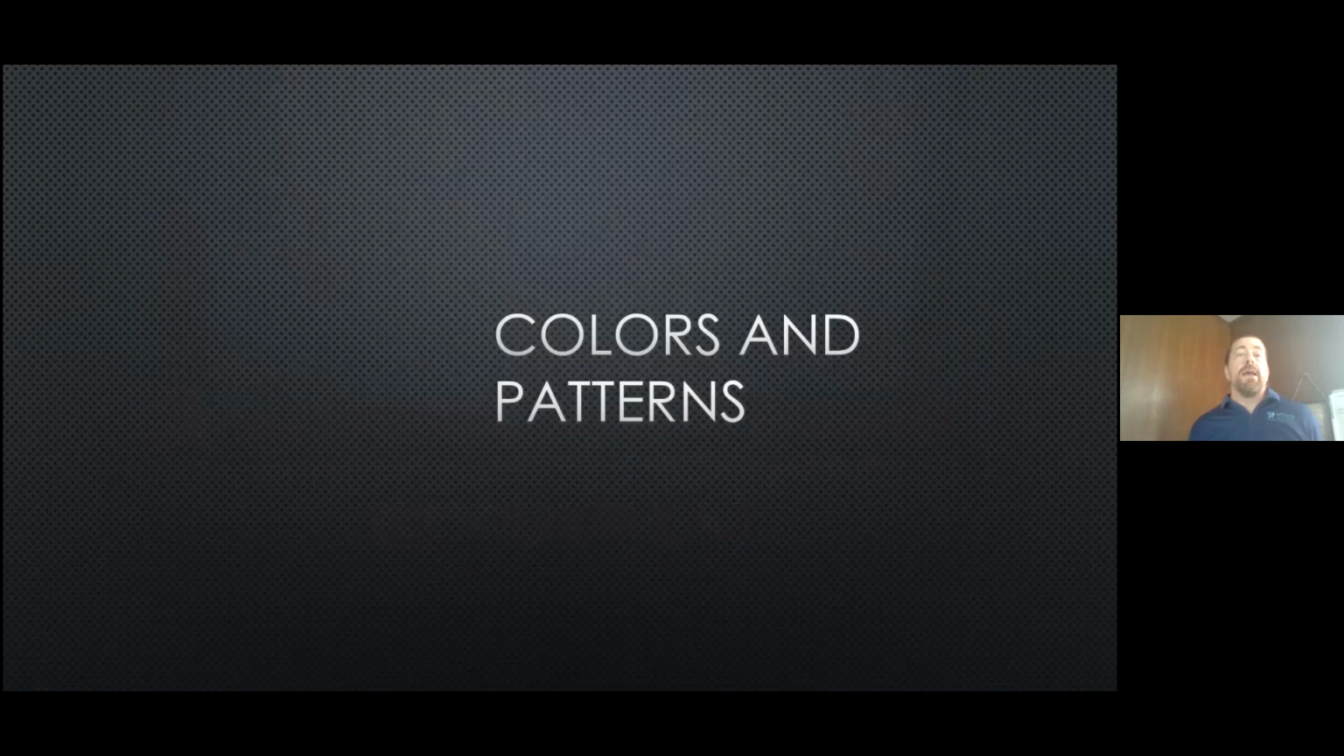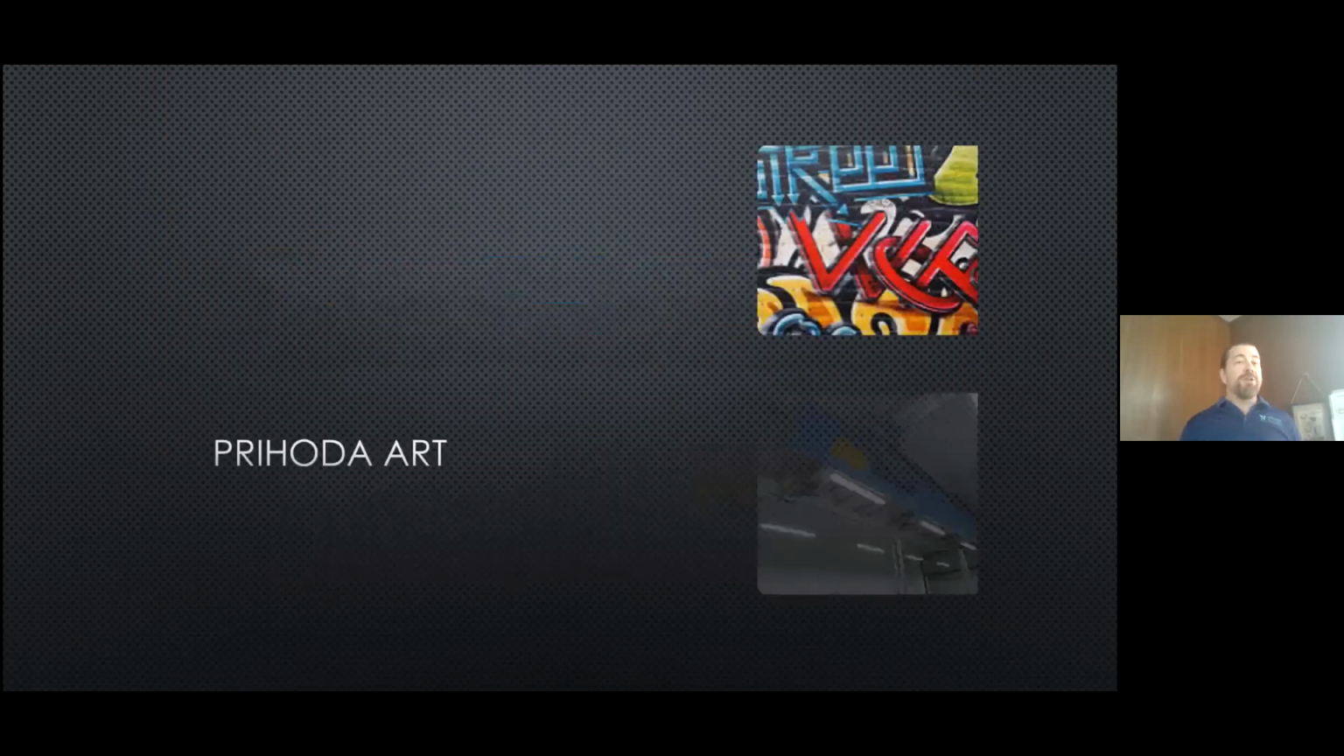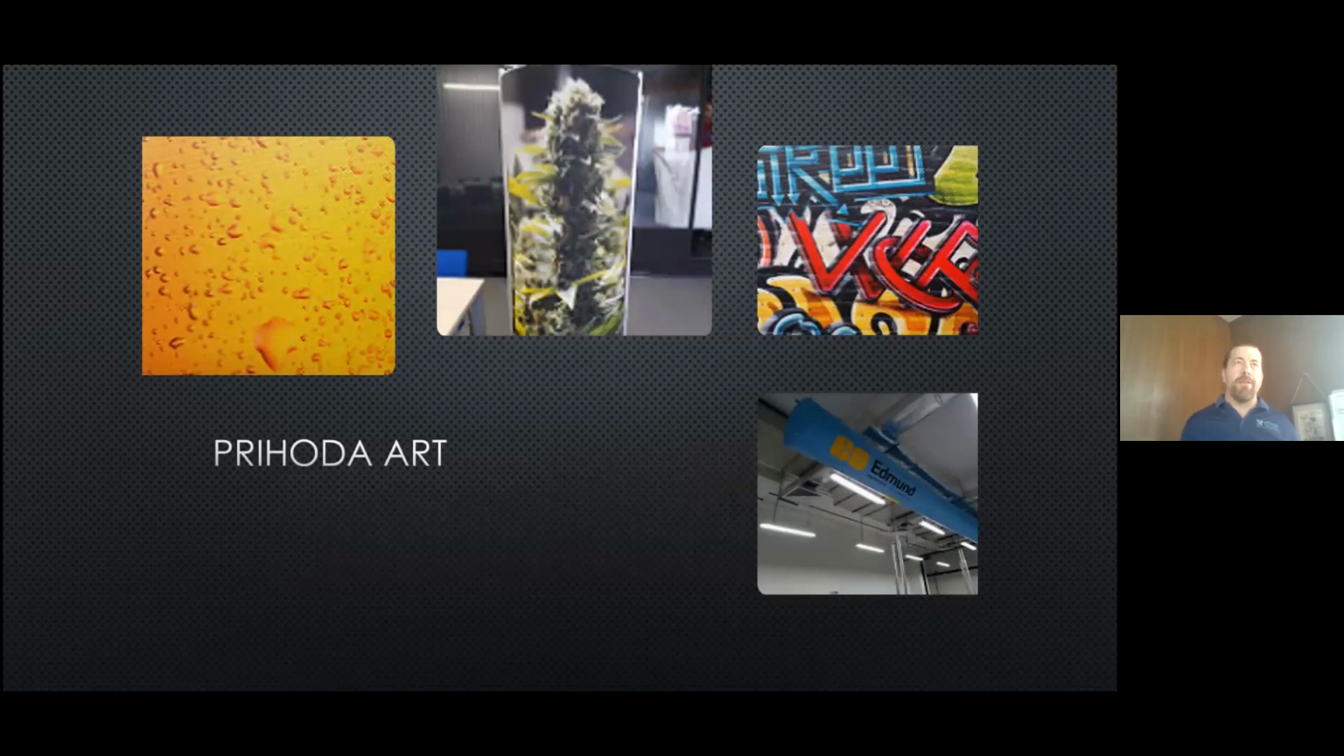Colors and patterns, this is something, again, most people have seen a lot of. Fabric ducts are typically available in a lot of different colors. We stock 9 standard colors, which you see here. But the coolest thing that we can do is what we call Prihoda art. This is a completely custom printing system that allows basically high resolution digital printing of any design onto the fabric. So any color, any logo, any patterns that you want, including this one here on the left, this is a beer.